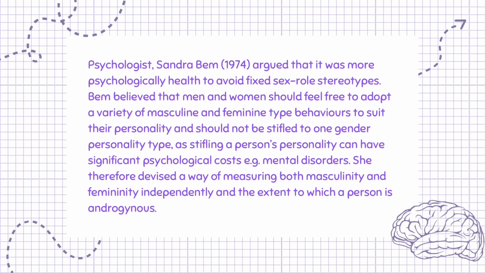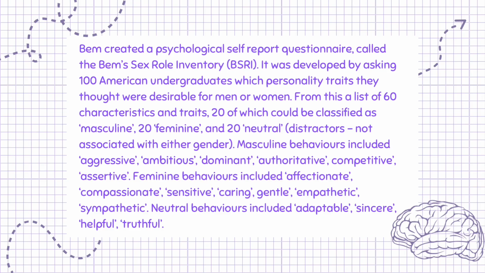She therefore devised a way of measuring both masculinity and femininity independently and the extent to which a person is androgynous. Bem created a psychological self-report questionnaire, called the Bem Sex Role Inventory, BSRI. It was developed by asking 100 American undergraduates which personality traits they thought were desirable for men or women. From this, a list of 60 characteristics and traits, 20 of which could be classified as masculine, 20 feminine, and 20 neutral, distractors not associated with either gender.